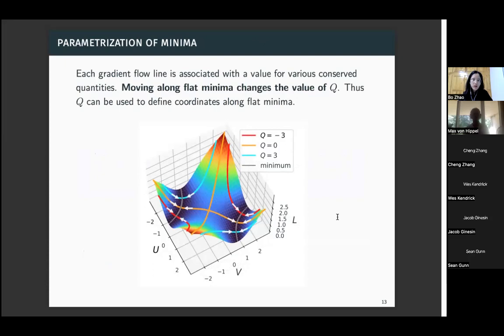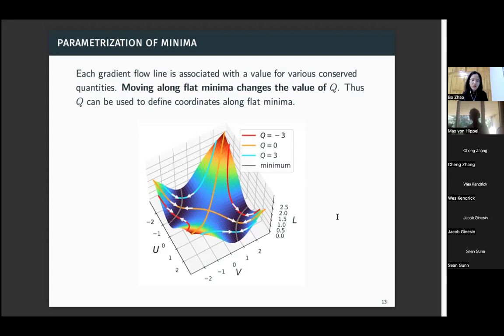One way to see how conserved quantities are useful is that they label the gradient flow lines. Each gradient flow line is associated with the value of the conserved quantities, so it parameterizes these flow lines of gradient flow. And similarly, it also parameterizes the flat minimum, because moving in the minimum also changes the value of these conserved quantities.